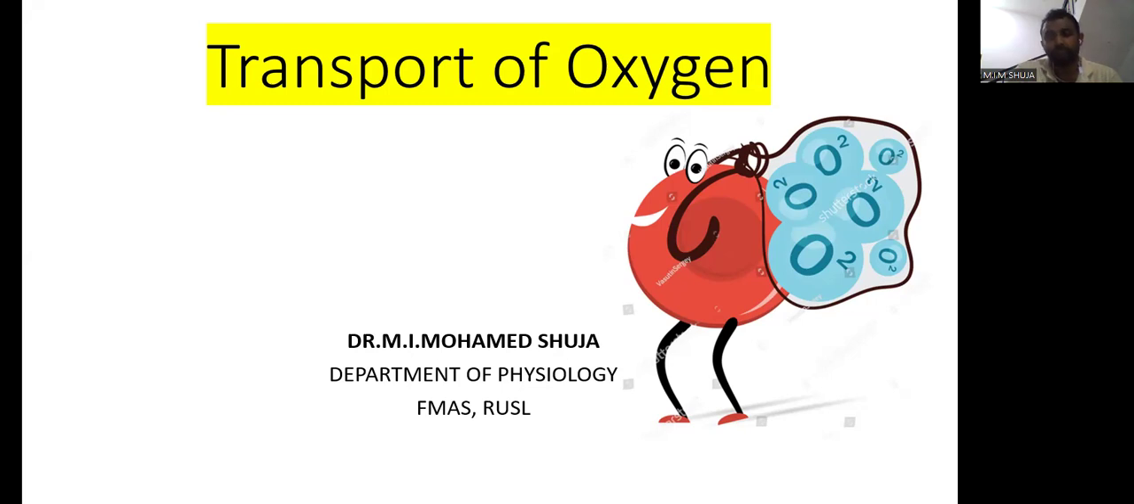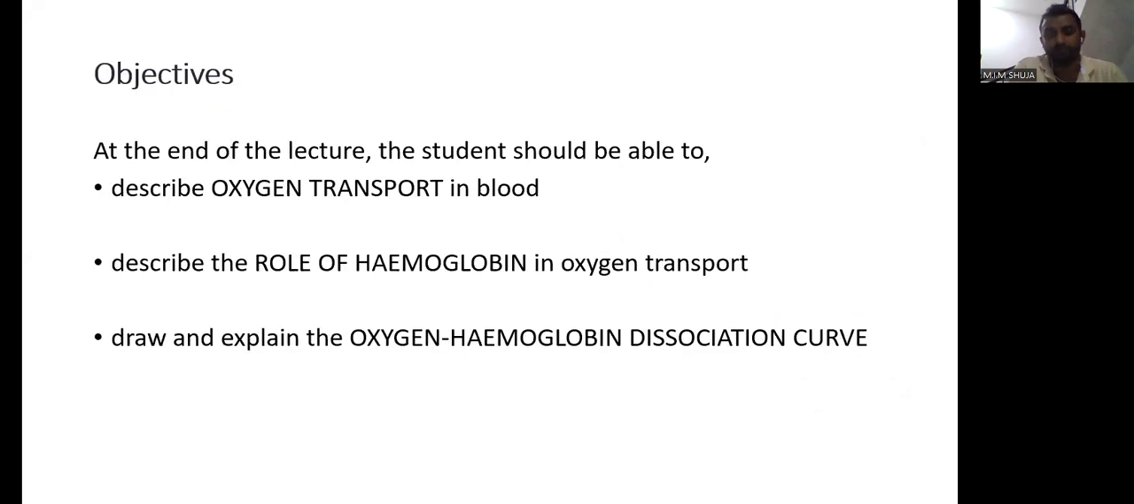Then this oxygen is carried throughout our body via systemic circulation and supplies oxygen to the needy tissues. This is the whole transport of oxygen from the atmosphere till the mitochondria in the tissue. We are going to learn how it happens. This is the objective, you can go through that.